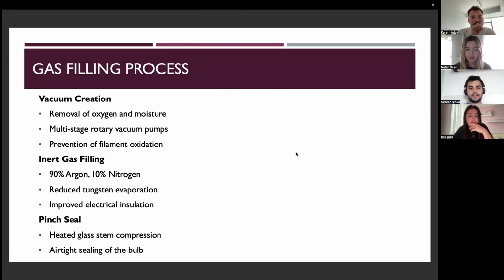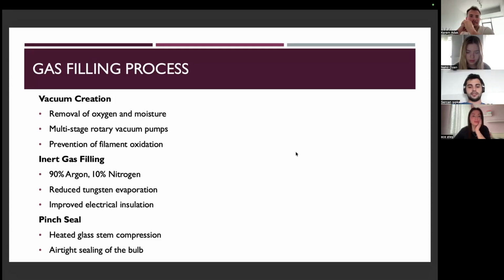All right, moving on to the next step, which is the gas filling process. To protect the filament and make sure it doesn't burn out right away, we first need to remove all the oxygen and moisture from the bulb. We do this by using special vacuum pumps. Once the inside is completely clear, we fill the bulb with a mix of inert gases, mainly argon and nitrogen. This step is very important to protect the filament and improve insulation.